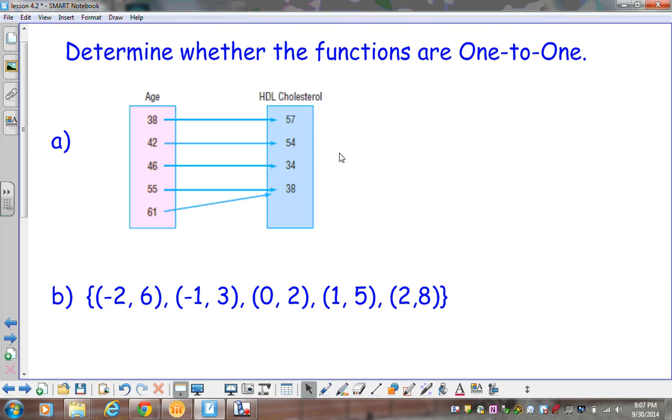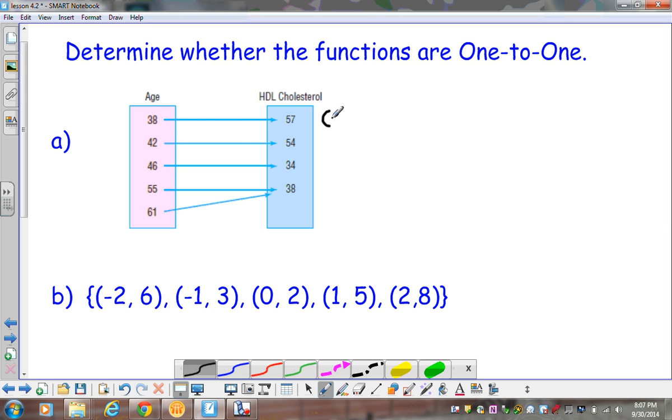All right, so let's look at a couple of examples here. Determine whether the functions are one-to-one. First of all, we have to determine whether it is a function or not, and then we'll determine whether or not it's one-to-one. So let's look at this first one. Let's make sure it's a function first. Let's see if any of my x values repeat. Let's write them out as ordered pairs.